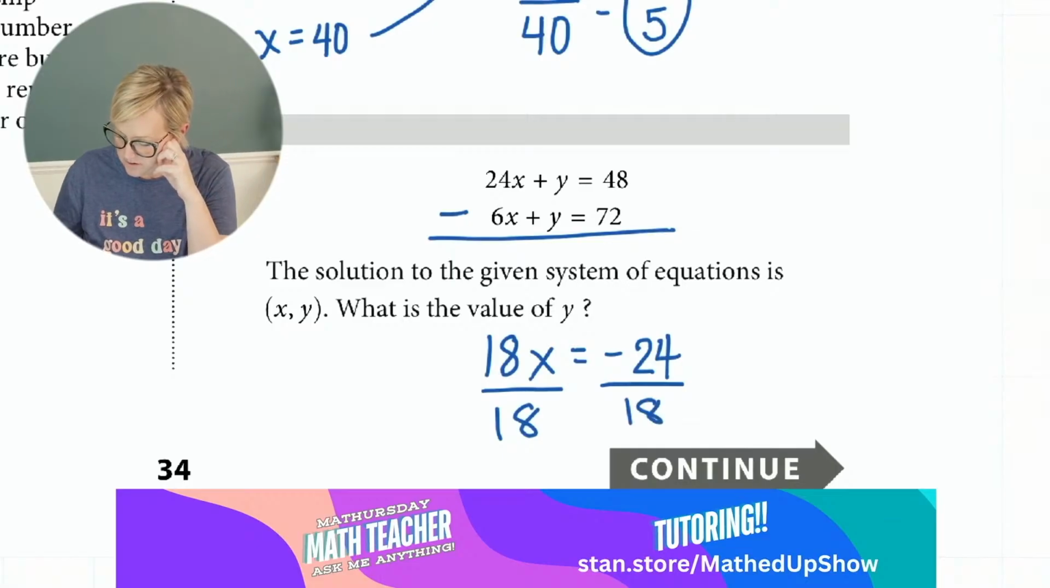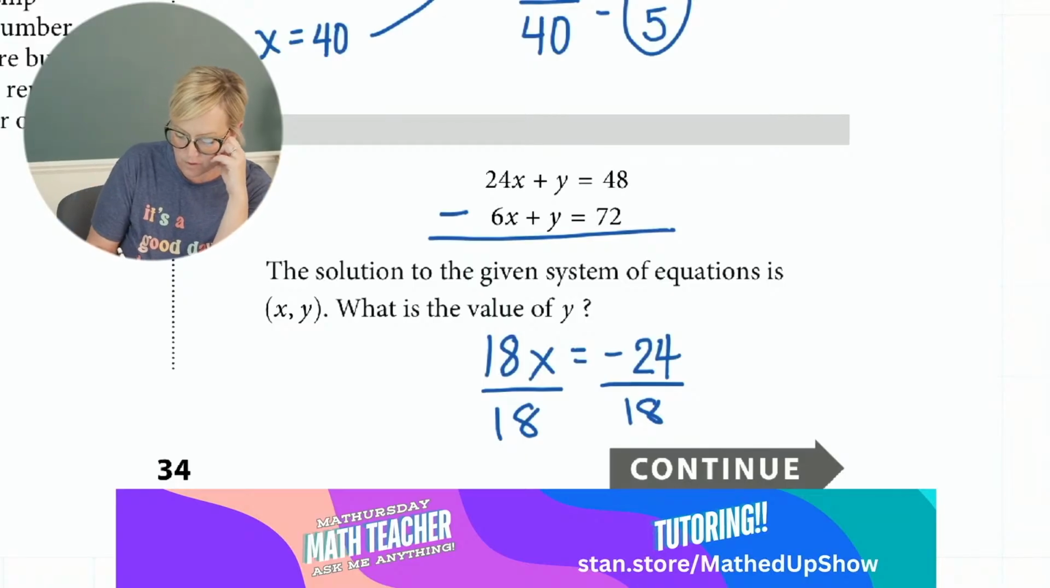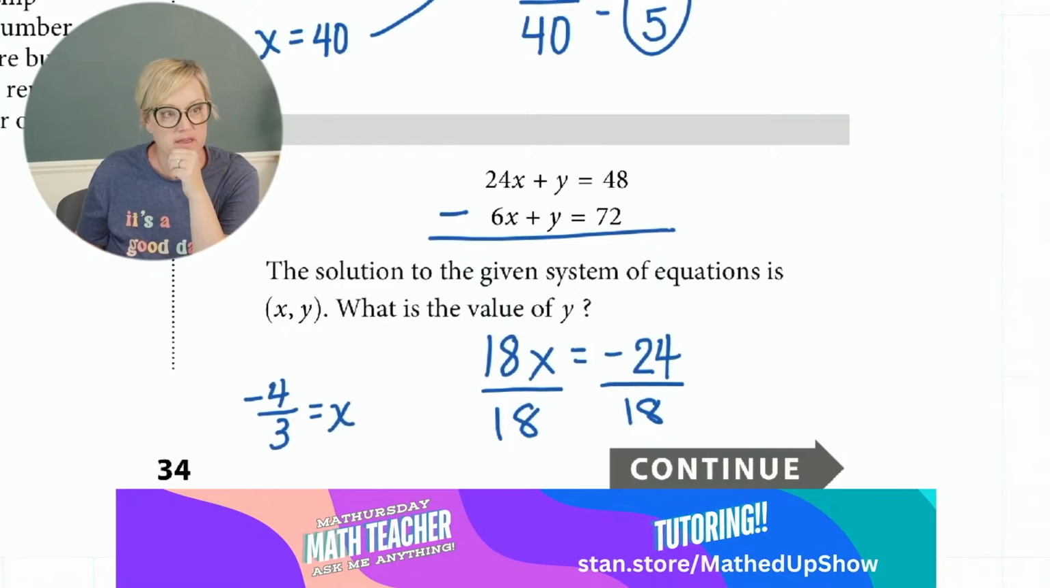Okay, so divided by 18. So that's going to give me negative 4/3. So my x value is negative 4/3. That's my x value that's going to make this true. So now I need to go in and I need to plug this in.